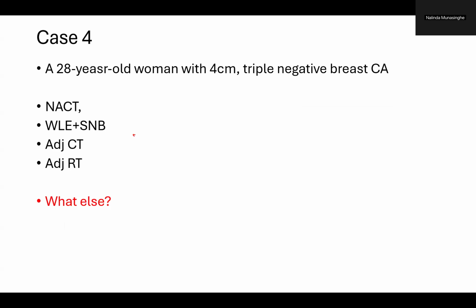Okay. Now this patient, a 28-year-old woman with a 4 centimeter triple negative breast cancer. So we will do neoadjuvant chemotherapy, wide local excision, SNB, adjuvant chemotherapy, radiotherapy. Now what else?